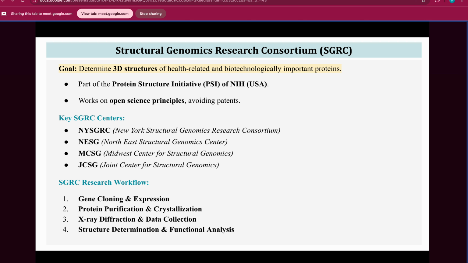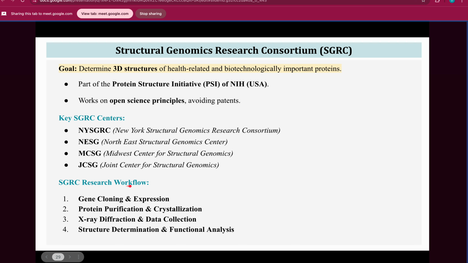Instead of performing structure analysis of a bigger pool of proteins, they are focused on some specific category of proteins. It is part of the Protein Structure Initiative of NIH, the National Institutes of Health, USA, and they work on open science principles, avoiding patents, so that everybody can use those structures. They do not focus on patents and all those things. There are key centers of the Structural Genomics Research Consortium: the New York Structural Genomics Research Center, Northeast Structural Genomics Center, Midwest Center for Structural Genomics, and Joint Center for Structural Genomics. These are some of the key centers.